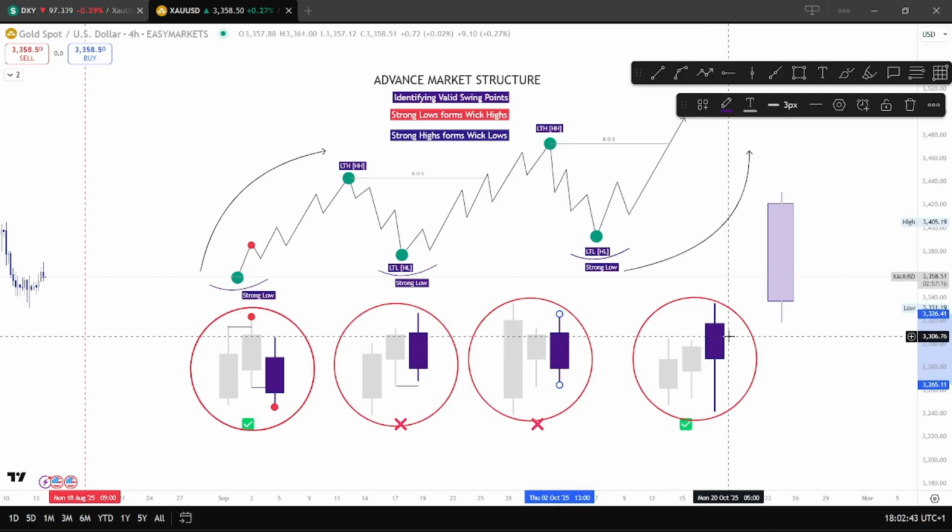Okay, and that is the example that we have here. So this is a valid pullback because it swept the high of the first candle and the low of the first candle.